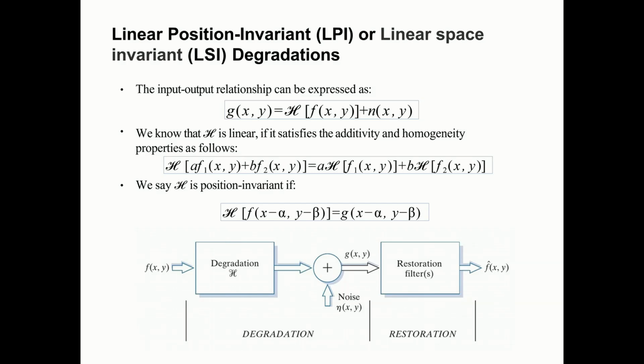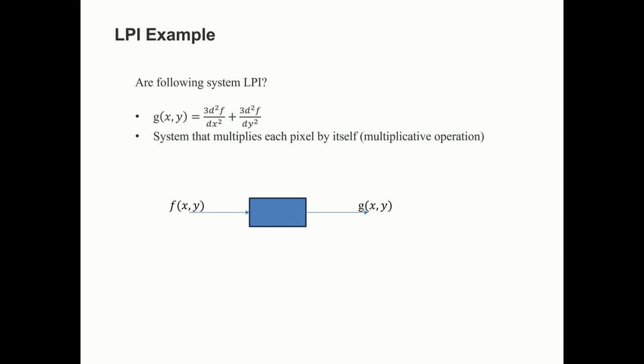We already did some examples. There's a system that obeys this equation. Let's say I have the input image, and the output is the second derivative along x plus the second derivative along y. What is this operator called? Laplacian. So in other words, there is a system that is applying the Laplacian on the image. Is this linear or non-linear?